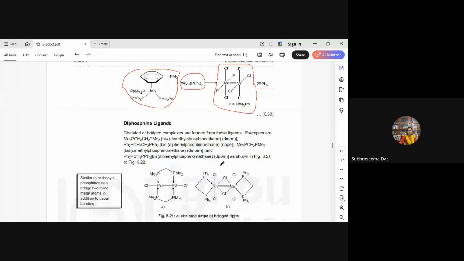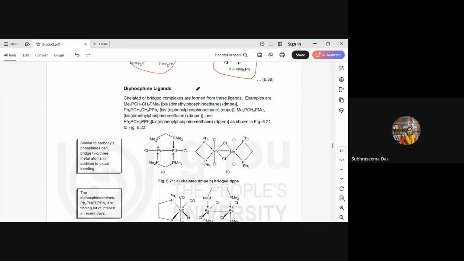Now we will come to diphosphine ligands. The chelated or bridged complexes are usually formed from the diphosphine ligands. The most common example is DMPE, that is dimethylphosphinoethane, and also DPPE, that is diphenylphosphinoethane. We also have DMPM, that is bis(dimethylphosphino)methane. Some of the common examples are shown in figure 6.21.